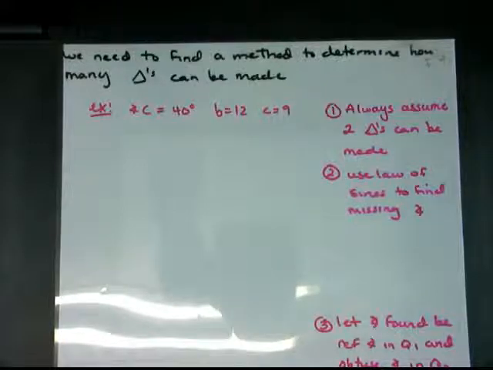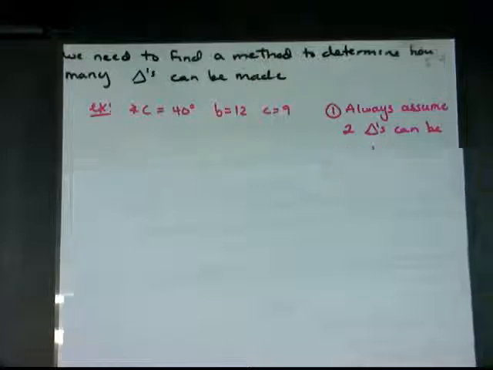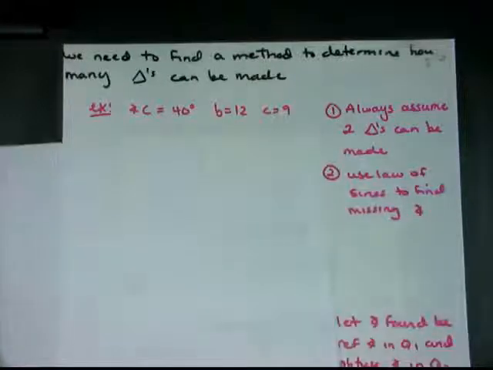Tomorrow when we do law of cosines, there's only one option. But today with law of sines, we always have to consider that two triangles can be made. So the first thing we do is always assume two triangles can be made. All right, and what that means is we're going to set up our law of sines.